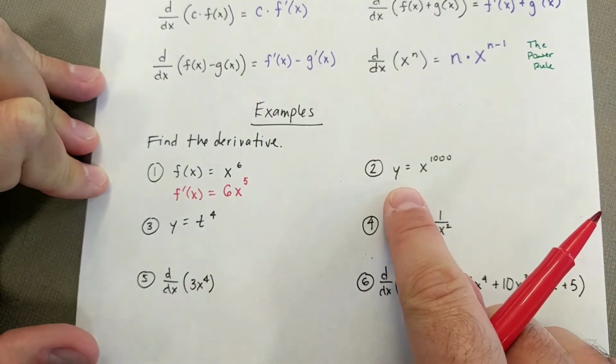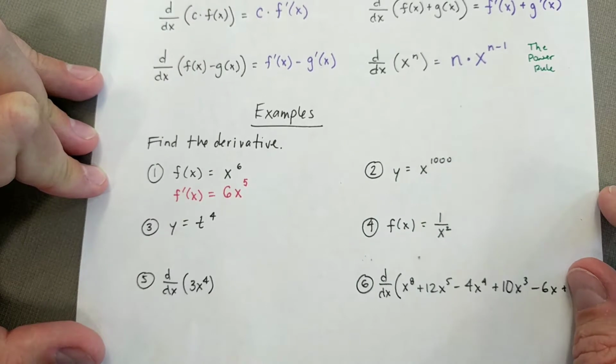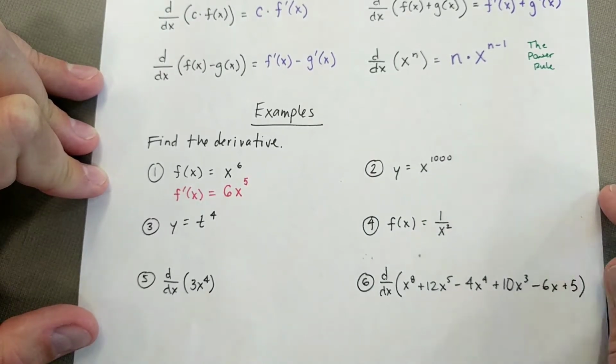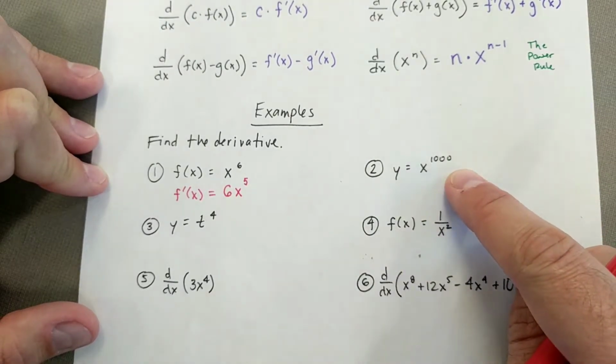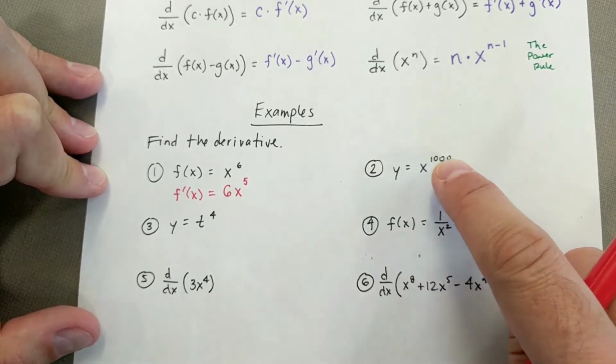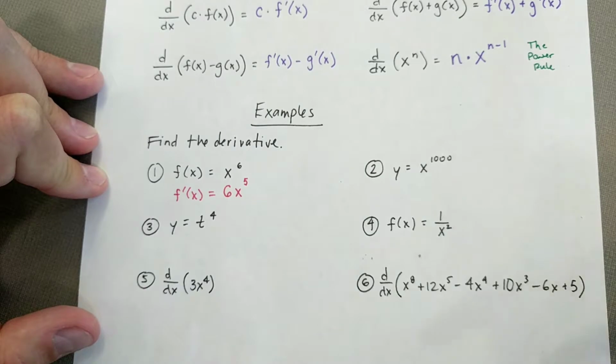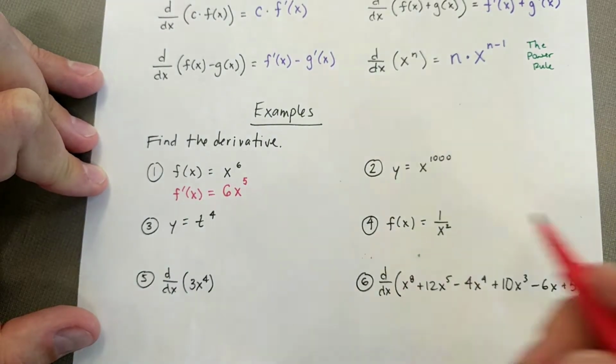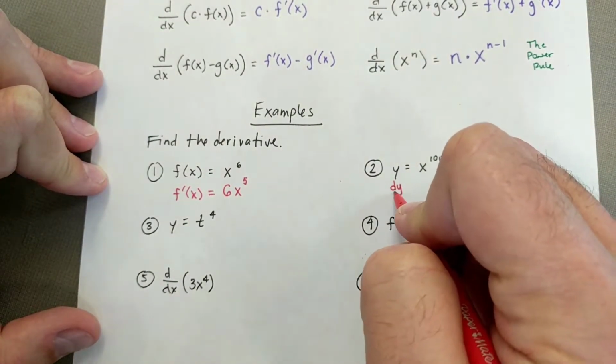Cool. Over here, we got y equals x to the 1,000th. And so this is one of the first ones that you might be going like, oh, thank the math gods that I'm not using the limit definition, because that would not be fun to deal with. All right, so this one, we're going to find the derivative.